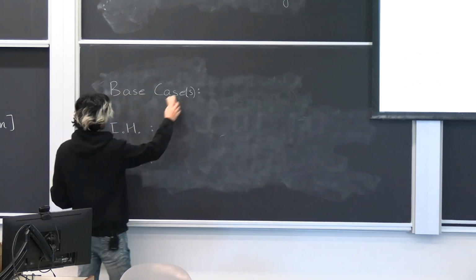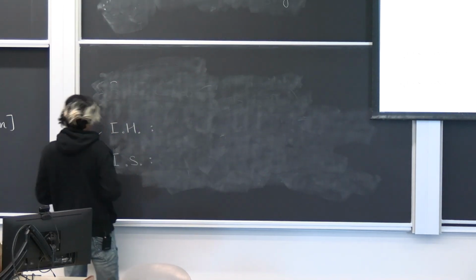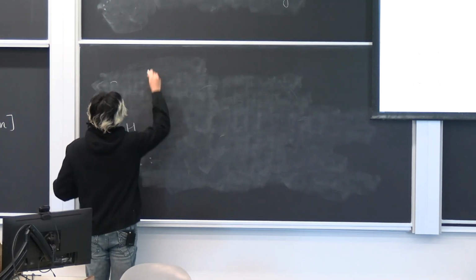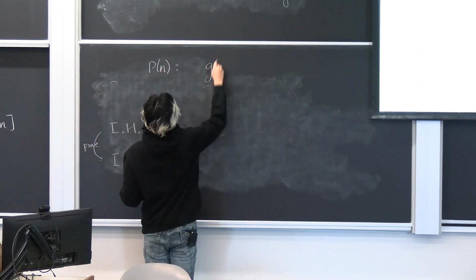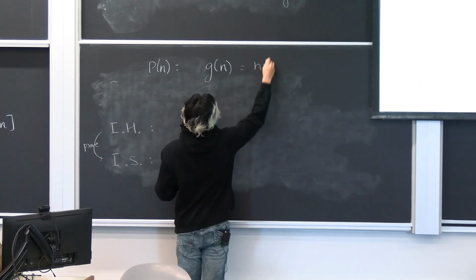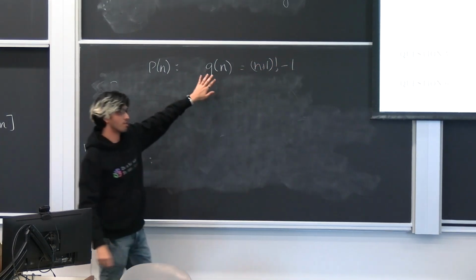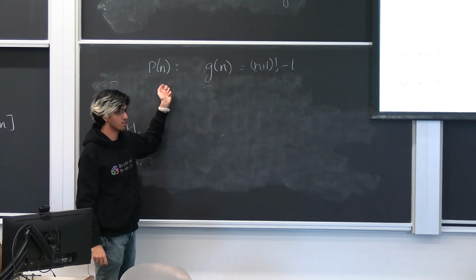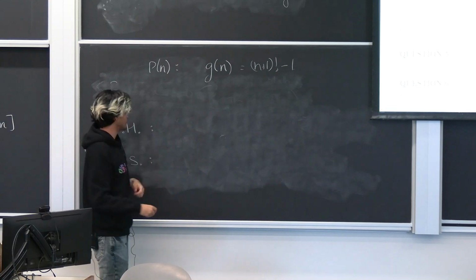So let's rewrite P of n actually. P of n is the statement that g of n, as we defined, is equal to n plus 1 factorial minus 1. And now that we know the relationship between g of n, we can assume P of n minus 1 and P of n minus 2, and then proceed.